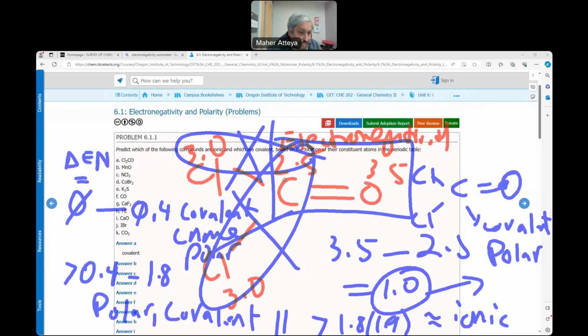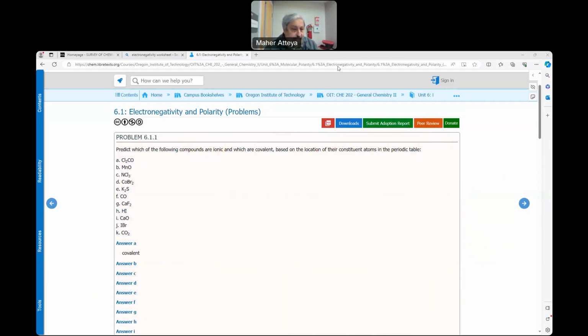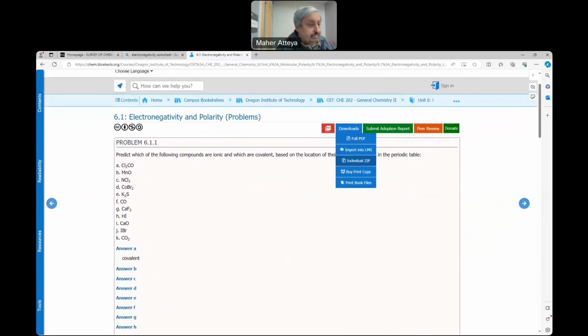So let's look at this, guys. You tell me about this. 1.8 or 1.9 is polar. Above this will be ionic. From greater than 0.4 up to 1.8, or some textbooks will use 1.9, and above, that's ionic. Between greater than 0.4 and 1.8 or 1.9, that's covalent polar. From 0 to 0.4, that's covalent nonpolar.